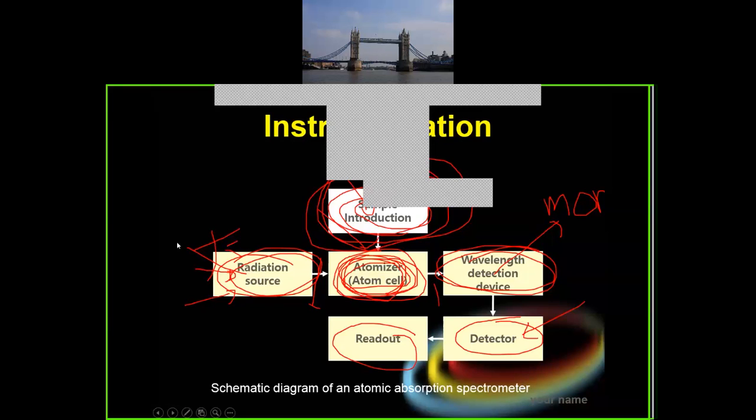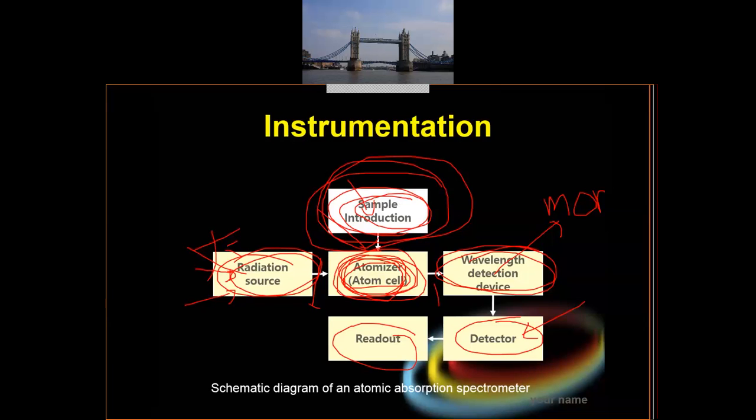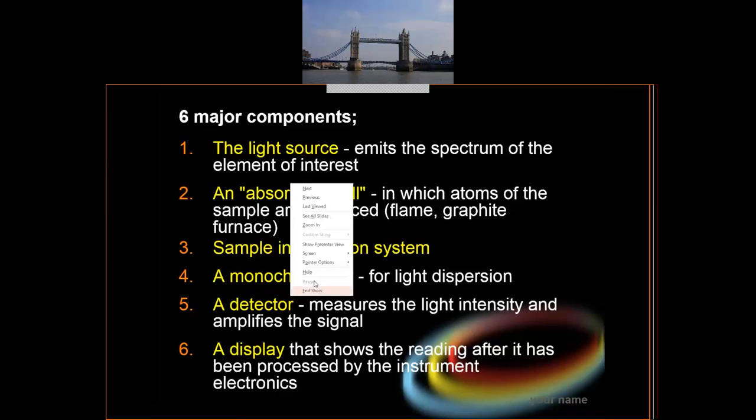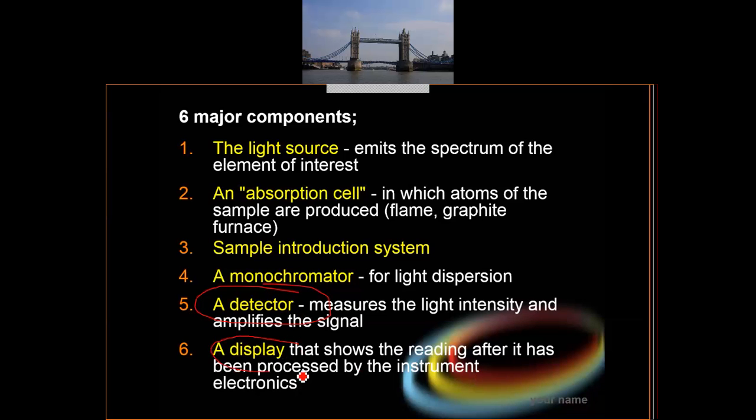Okay, let's come back to our own slide. Hopefully everybody has a little bit of understanding, a brief view of what this machine looks like. Remember, we have the radiation source just now, and then we have the atomizer or absorption cell, and then we have the sample introduction system, the one that uses the plastic pipes, a monochromator, a detector, and finally a display.